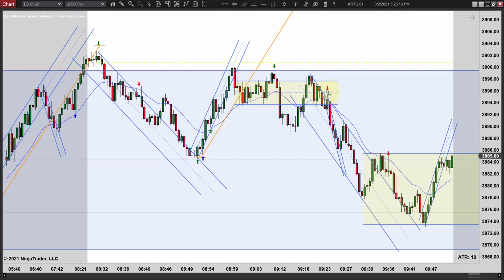There's a failed second entry long here. This actually breaks lower first and then turns up. But when it instantly turns back down, drops and closes here, and if it breaks below that, we're probably going lower. And that's what happens there. I like that one on a trap.